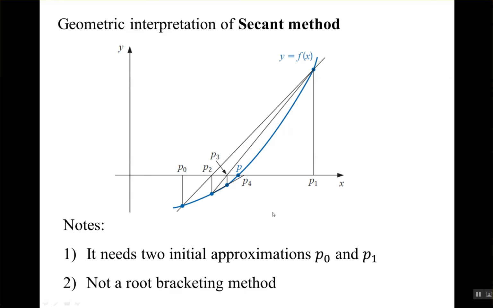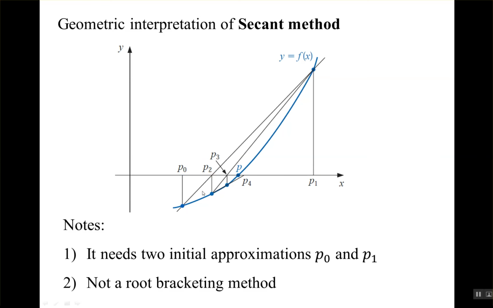The geometrical interpretation of this secant method is this. You can see that we do need two initial approximations to begin the process. And what it does is this. Suppose P0 and P1 are chosen near the root P, and these are the two initial values. The secant method is to find the line passing through the point when x is P0 and the point when x is P1. After you find this line, the intersection of this secant line, that's your next approximation. So the next approximation P2 is right here.